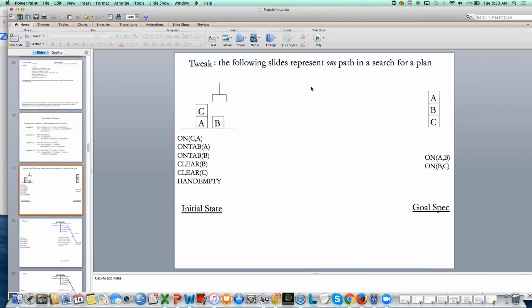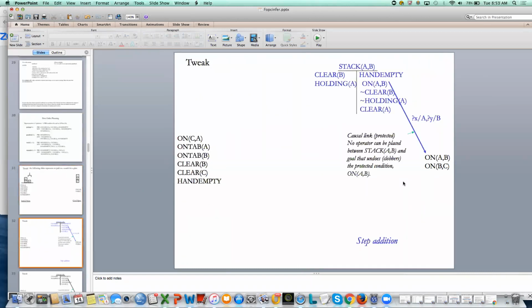And so here's one approach to planning. There are many approaches to first order planning. But let's say this is the initial state. C is on A, A is on the table, B is on the table, nothing on B, nothing on C, and the robot hand is empty, and these are the goal conditions. In a regression planner, you would start by looking for those operators that can achieve one or more of the goal conditions, called sub-goals.